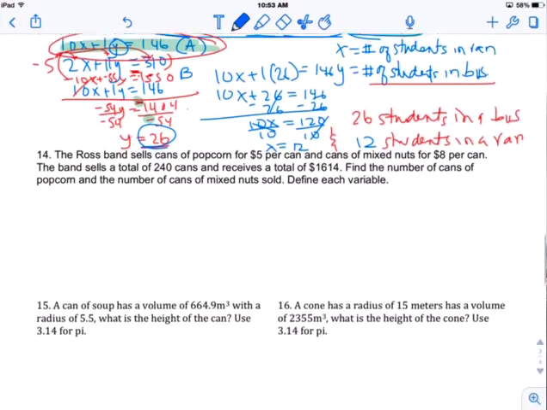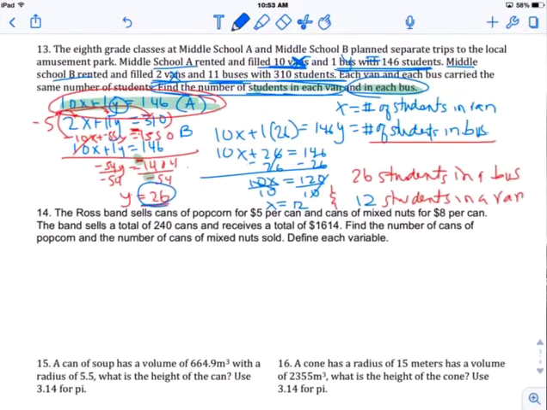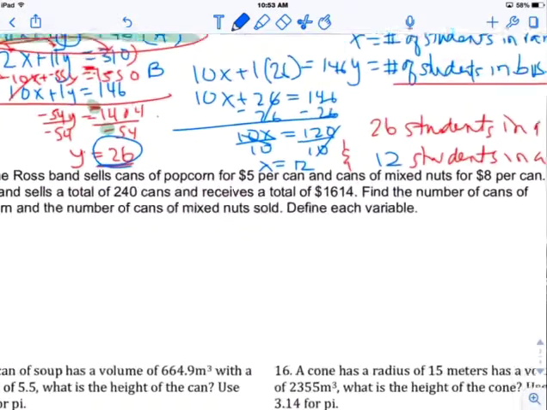Okay? This will be on your test tomorrow. It's very important you know how to use elimination. It will be on there, especially this one for sure. It will be on your test.